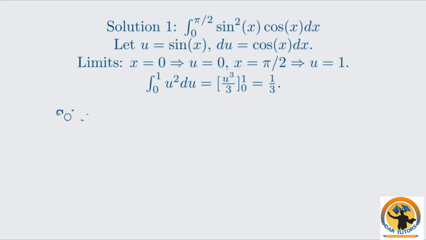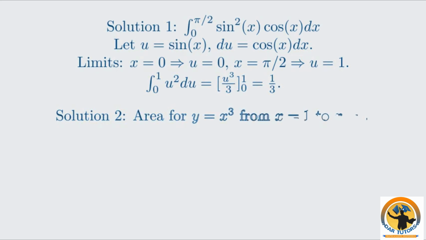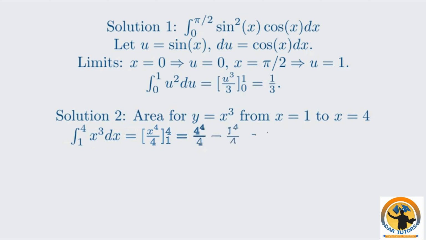For question 2, the function y equals x cubed is positive on the interval from 1 to 4. The area is the integral from 1 to 4 of x cubed dx. The antiderivative is x to the 4th over 4. Evaluating from 1 to 4 gives 256 over 4 minus 1 over 4, which is 255 over 4.